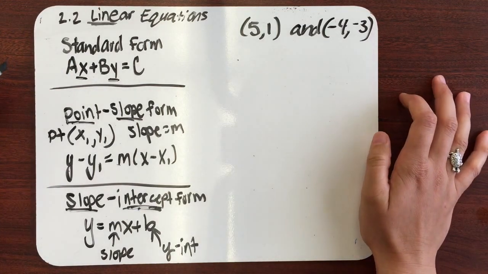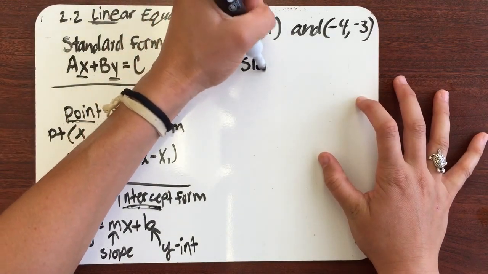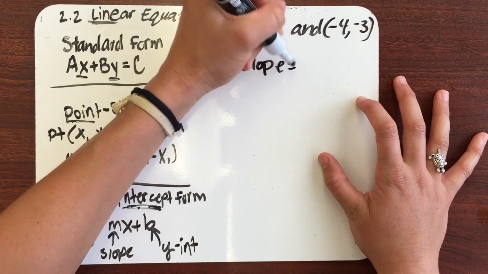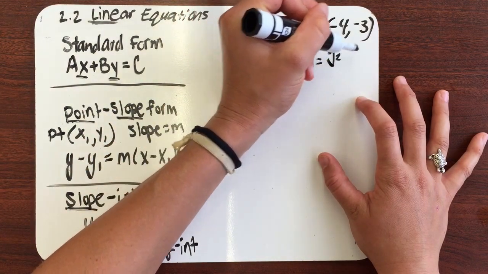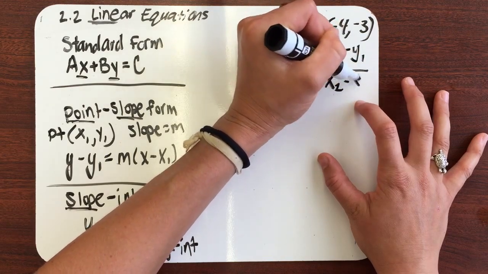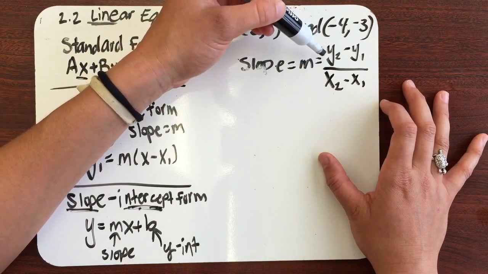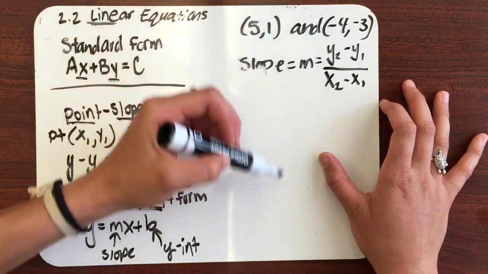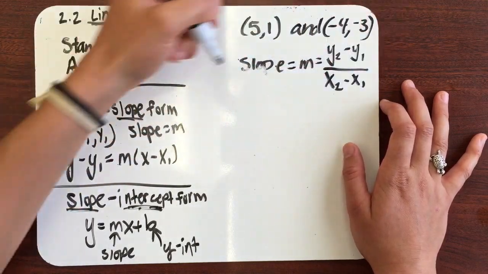So in order to do that, the first thing you're going to have to do is find the slope. And to find slope, you're going to use the change in y over the change in x. And you can remember this because slope is also rise over run. When you're rising, you're changing the y. And when you're running, you're changing the x.